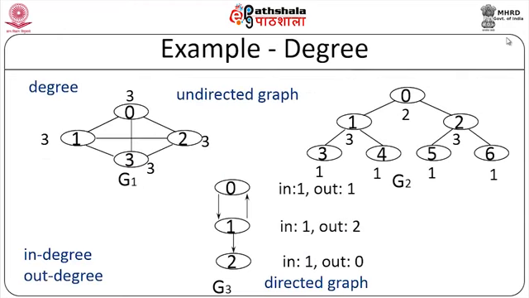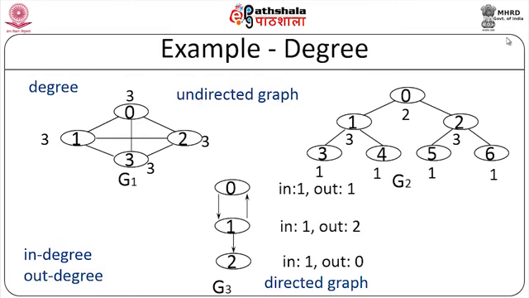Now, example of degree. So, here you again have an undirected graph. In this undirected graph, you have the degree written there. So, 1 having 3 edges, 2 having 3 edges, 0 having 3 edges and 3 having 3 edges. So, that is the degree in an undirected graph.